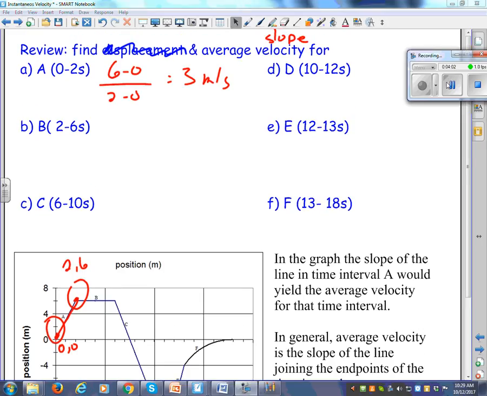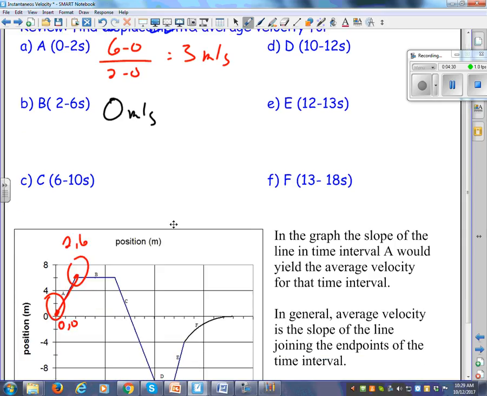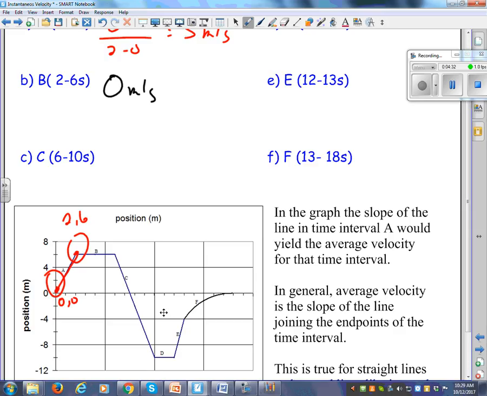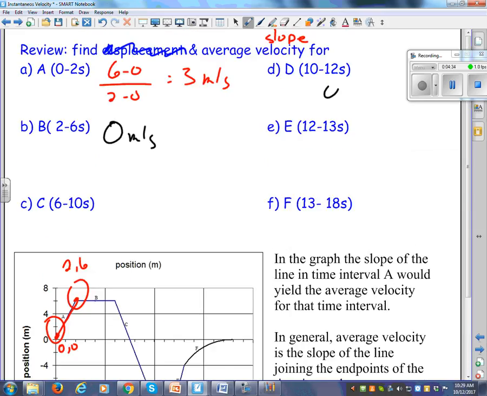How are we doing? Should I do a couple? Well, B, what's the slope? 0. Do you even need to do it? How come? It's a flat line. 0, right? You shouldn't have to do that one. And that's going to be the same for D, is it not? Okay, so that eliminates 2 pretty quick.